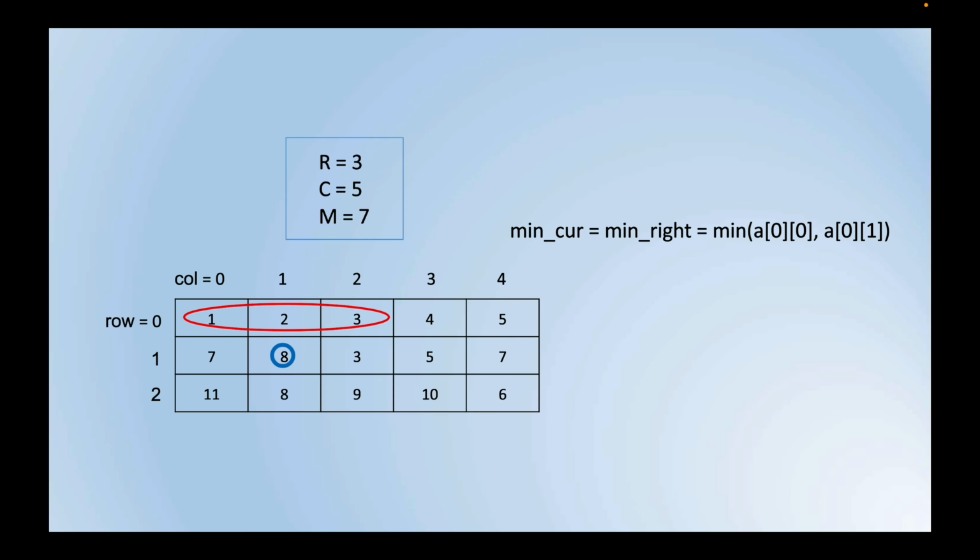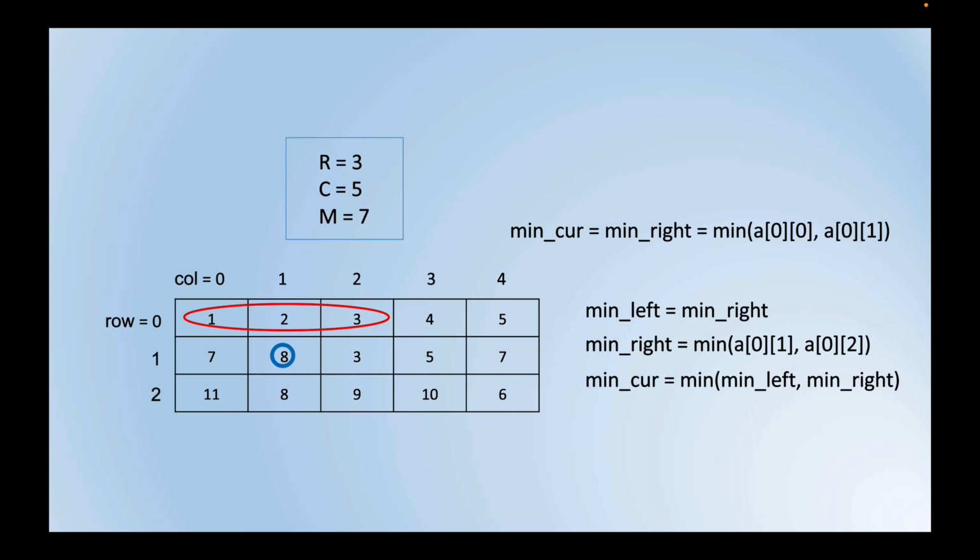In the next step, we'll check the 3 numbers above, but the first 2 numbers are already in min right. So we recycle the min right into the current min left, and then we make a new min right. Now we only have to find the minimum of min left and min right to make the new current. So now we just repeat this process for every number on the grid.